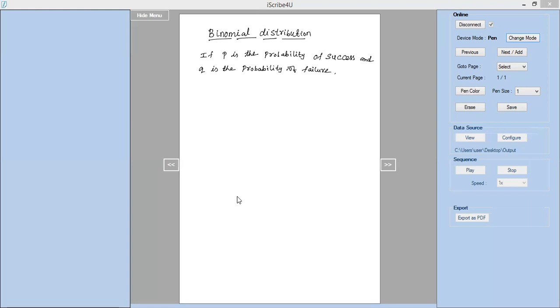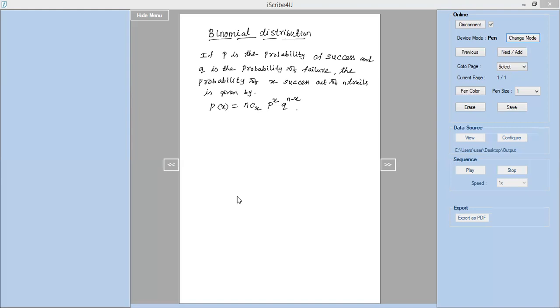The probability of X successes out of n trials is given by P of X equal to nCX into P power X into Q power n minus X. What is P here? P is the probability of success. Q is the probability of failure.